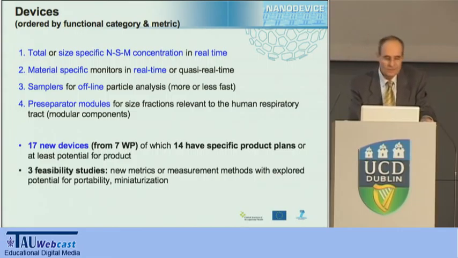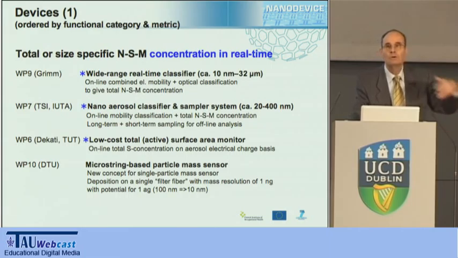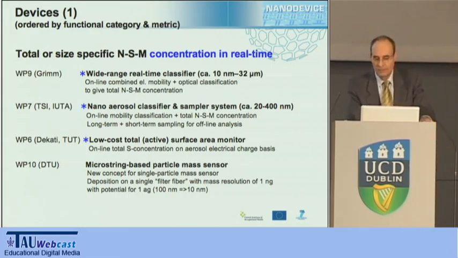So here's a bit of statistics: 17 new devices, 14 have specific production plans or product plans. I do hope that some of them will really see the market, but there are companies involved, and as you know, companies do have a business objective, of course, and so I think some of those will really appear. And there are some feasibility studies as well. I'm just going to go through this without spending too much time on the devices, just showing you the general trend of what's happening.